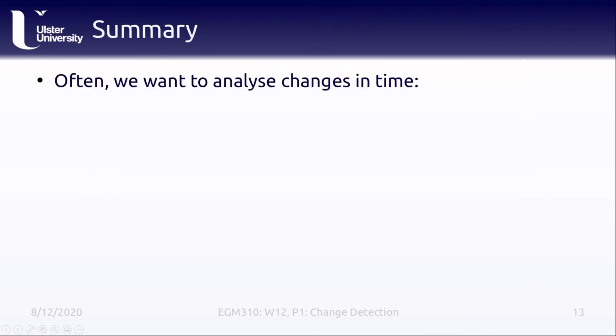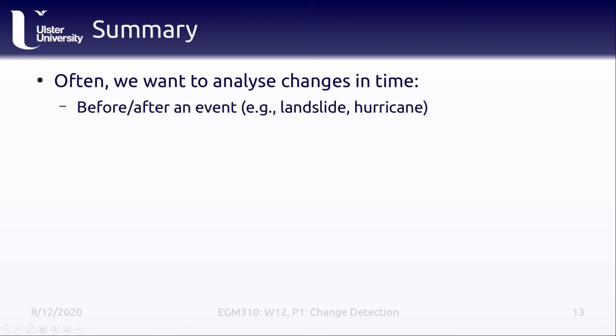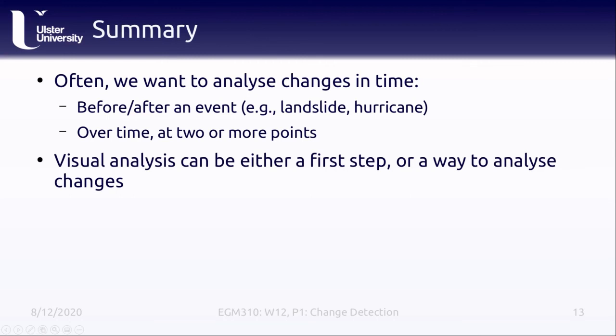In this lesson, we have discussed how very often our goal is to analyze changes in time. This could be before and after a particular event, such as a landslide or a hurricane. It could be more generally over time, using 2 or multiple observations. Visual analysis of change is often a first step toward determining which technique might work best for detecting the kinds of changes we are interested in studying, or it could be a way to analyze change on its own.